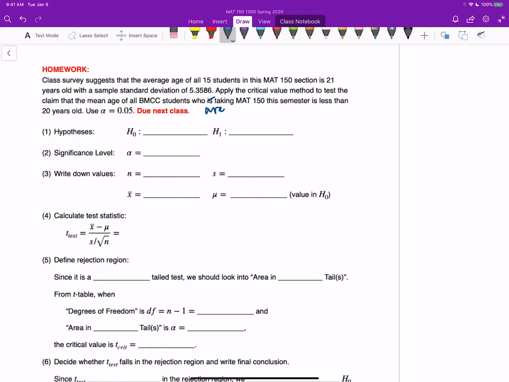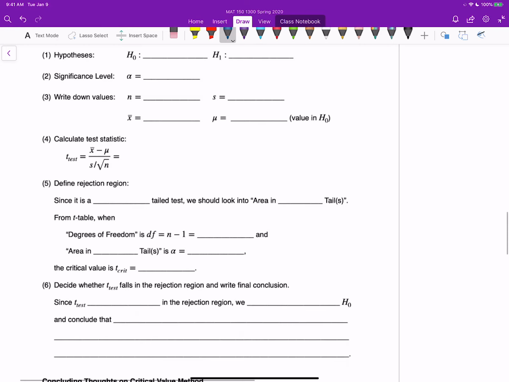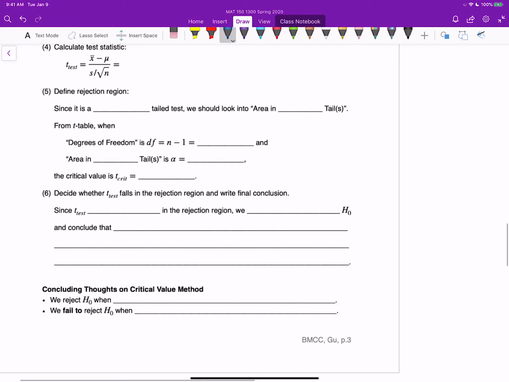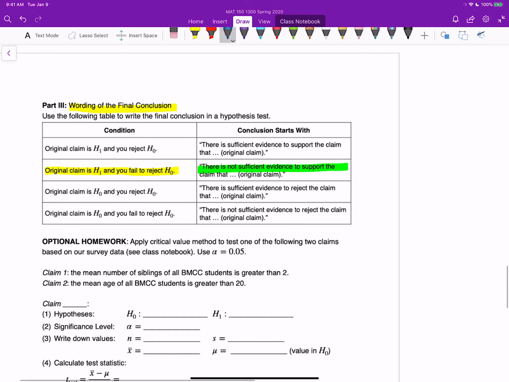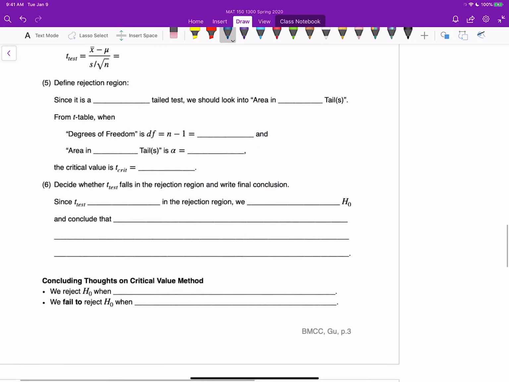So I'm just secretly telling you that. Make sure you verify if that is correct. And then you're going to make a decision by graphing the critical region or the rejection region. See if your test statistic falls in the rejection region. And then you use the template from the top from this table to write down your conclusion.